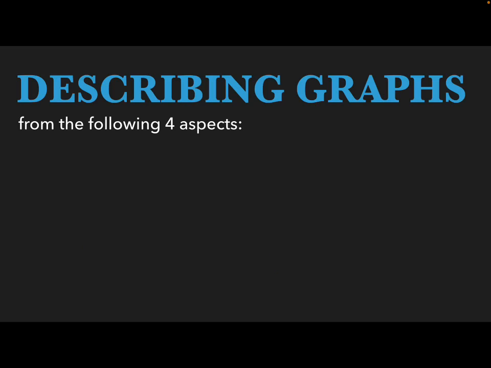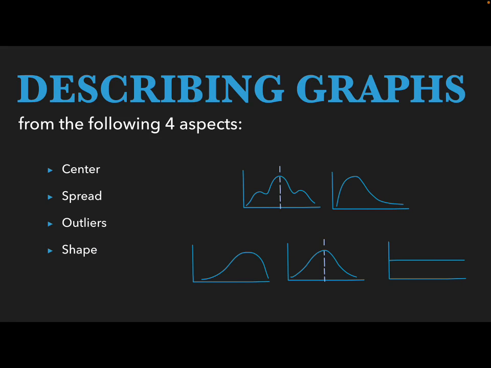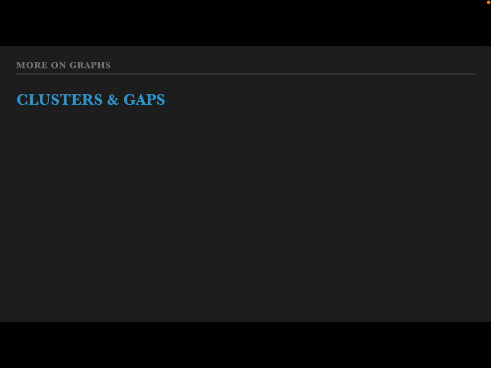We often describe graphs in the following four aspects: center, spread, outliers, and shape. We also discussed the 5 most common shapes. In today's video, we're going to talk about clusters and gaps first.